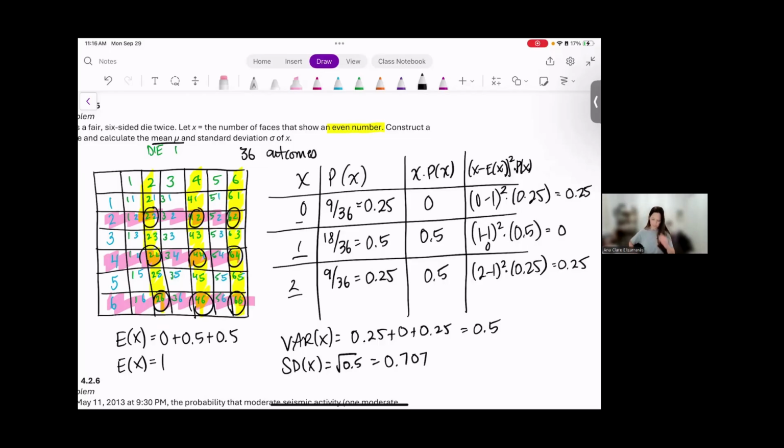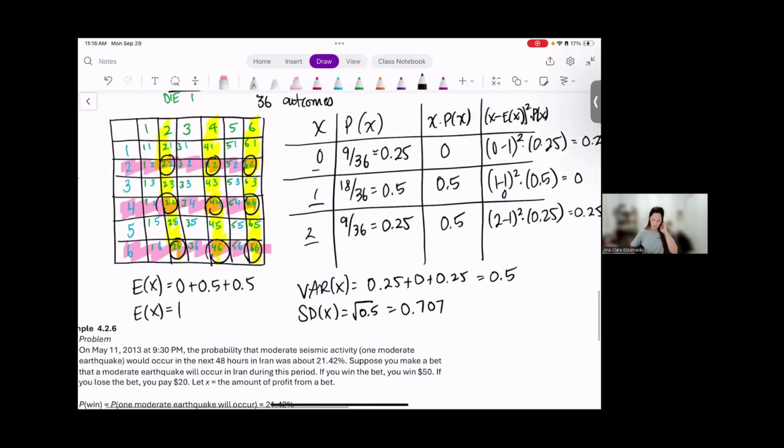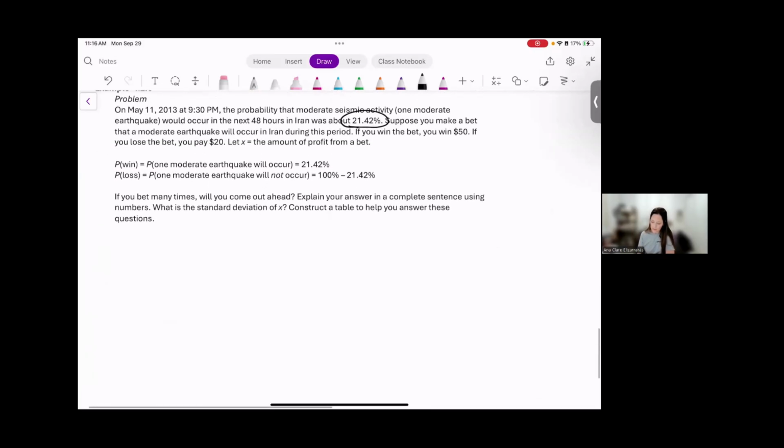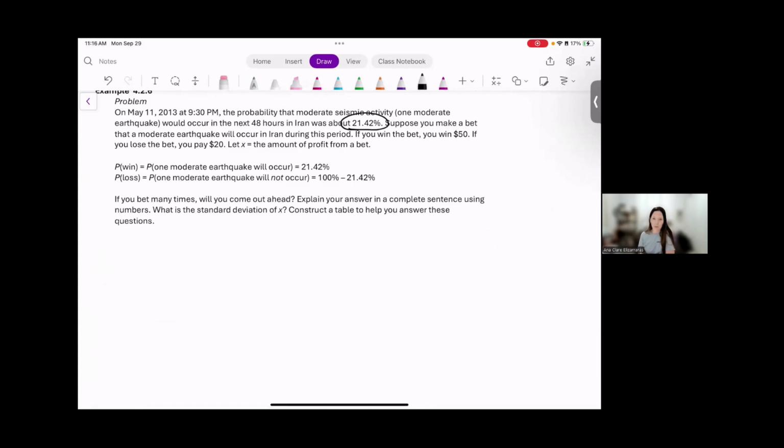Let's look at our last problem. There was an earthquake, so on May 11th of 2013 at 9:30 p.m., the probability that moderate seismic activity, so one moderate earthquake, would occur in the next 48 hours in Iran was 21.42%. Suppose you make a bet that a moderate earthquake would occur in Iran during this period. If you win the bet, you win $50. If you lose the bet, you pay $20. And again, X is the profit.